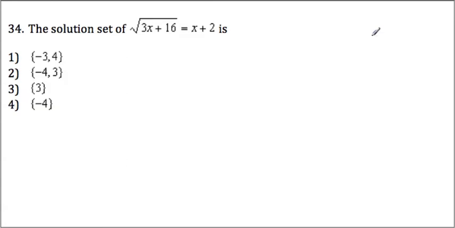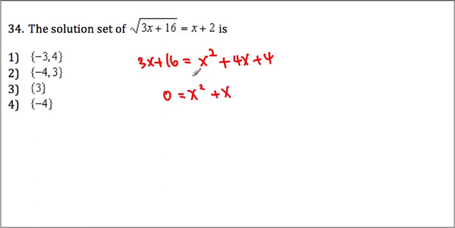Here, how are we going to find the solution set? We have to square both sides first. Then we get 3x plus 16 is equal to x squared plus 4x plus 4. If you do the FOIL correctly, then that's what you would be getting from here. Bring everything onto one side, 0 equals x squared plus x minus 12.